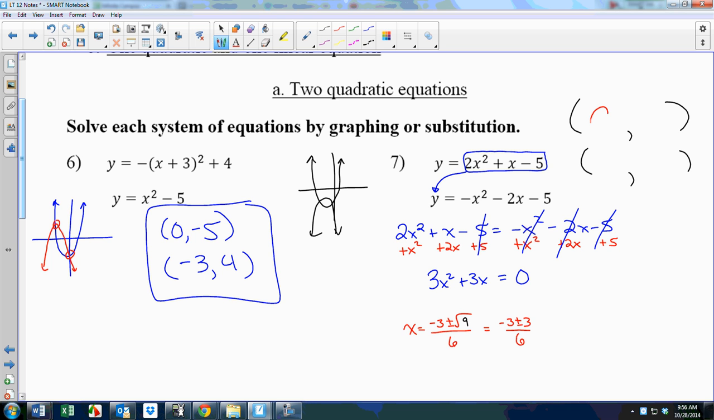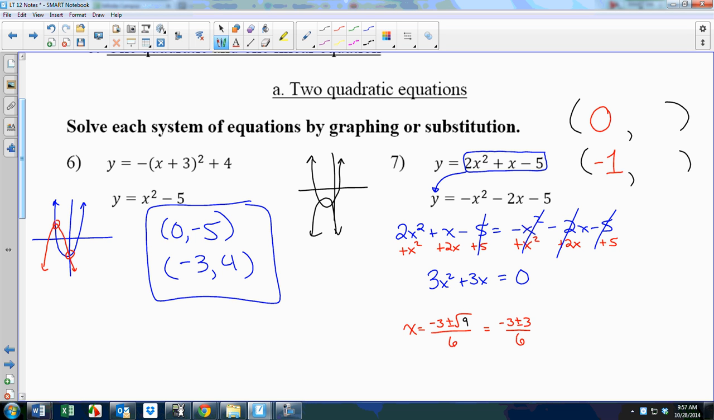So one of your x values is 0. The other one, negative 3 minus 3, negative 6 divided by 6, negative 1. You got half of each answer, the x half. Just like substitution in the last unit, you take the x, plug it back into either of the originals, either one, and get the y that goes with it.